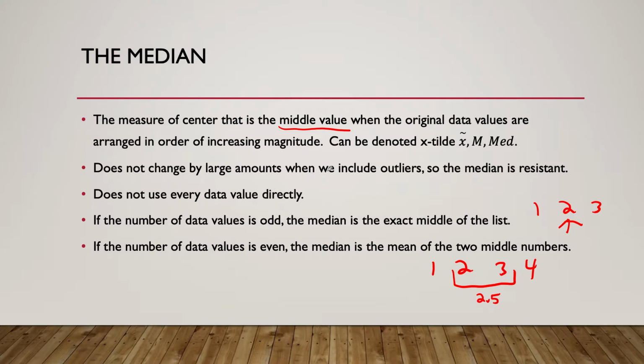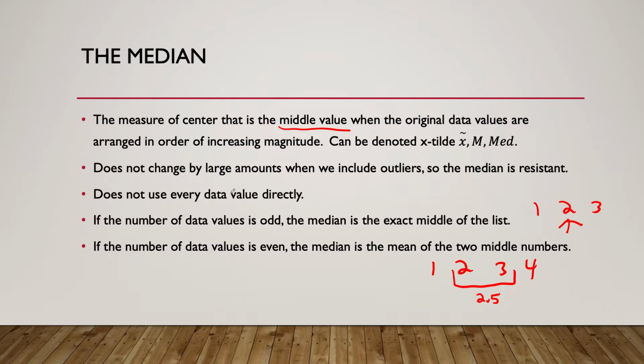The median does not change by large amounts when we include outliers, so the median is indeed resistant, and that's due to the fact that we do not use every data value directly, just the one that's in the supposed middle of the data set. If the number of data values is odd, the median is the middle number. So, for example, let's say we have the numbers 1, 2, and 3. The middle of that data set is the number 2, since it lies in the direct middle of that particular set.